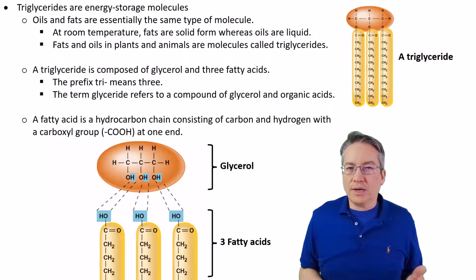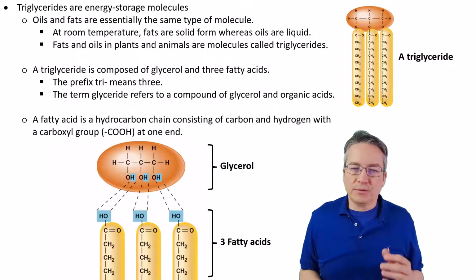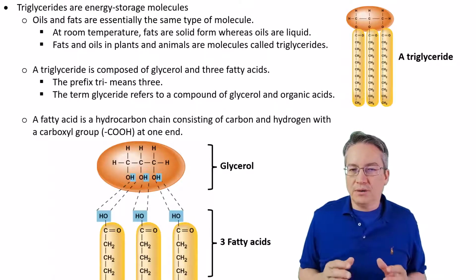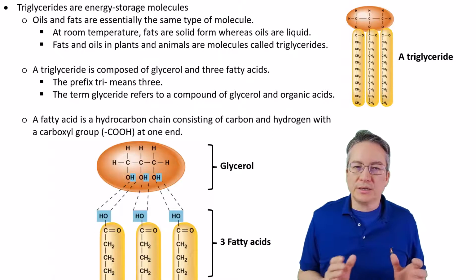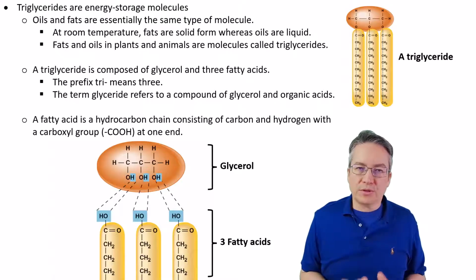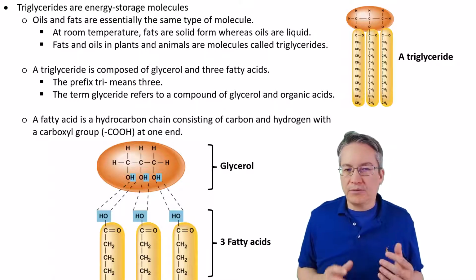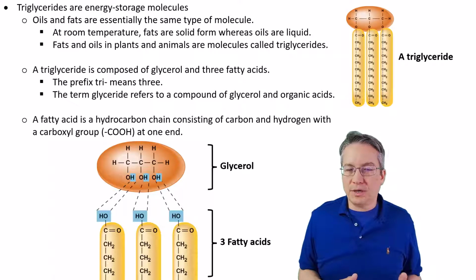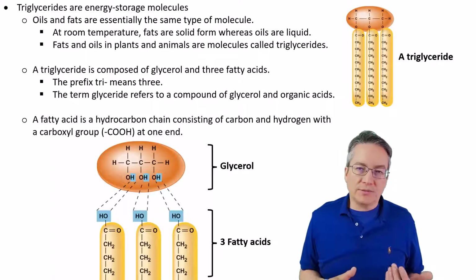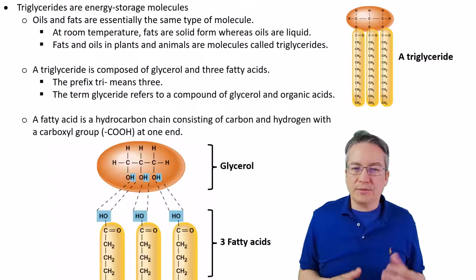Now, tri means 3, and so the glyceride refers to a compound of glycerol and organic acids, and the 3 is referring to 3 fatty acids. Okay, those are the organic acids. So we have a fatty acid, which is a hydrocarbon chain, which consists of carbon and hydrogen. And then at the one end, there's a carboxyl group, which is COOH.